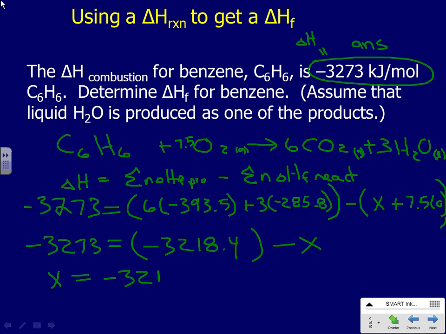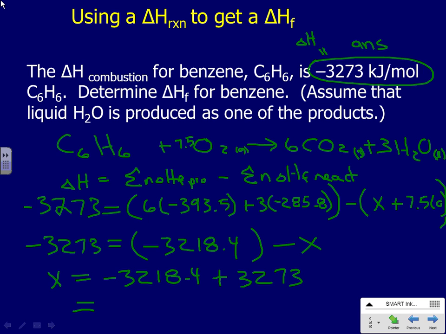So negative 3218.4, there's my number there. This is coming to the other side, positive 3273. And it's looking like it's a little endothermic. I think the bigger number is the positive number. Yeah, it's a little endothermic.